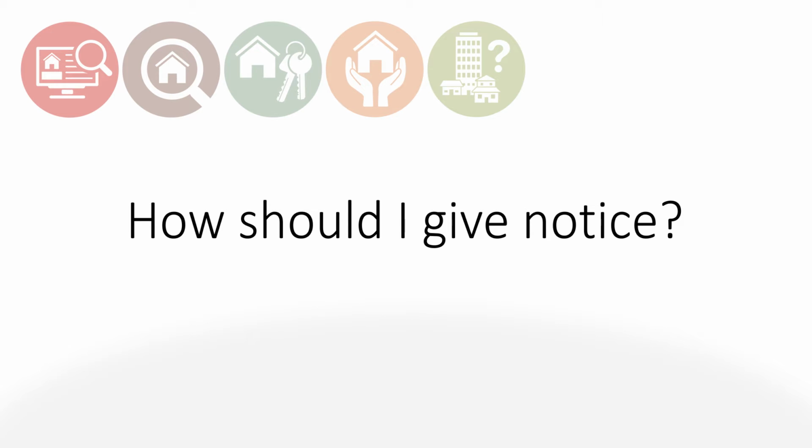You can give notice in a variety of ways. You can give notice verbally. You can give notice in writing by simply writing something on a piece of paper saying, I'm going to leave in 60 days and this is the 60th day, and hand that over to your landlord or an agent of the landlord, maybe a property manager.